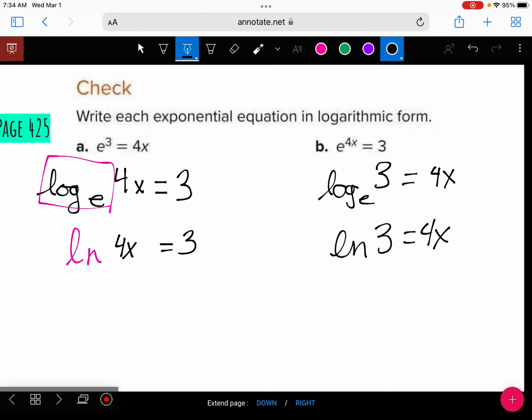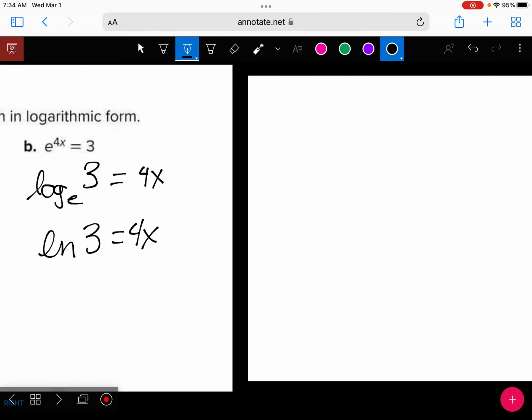Now we're going to go the other direction. We're going to take them in these log forms and we're going to put them back in the exponential.